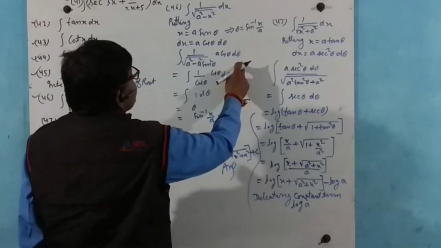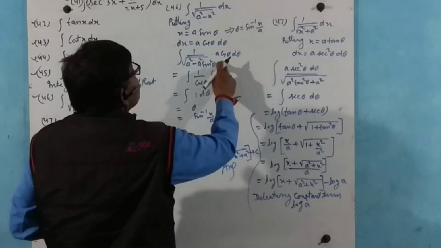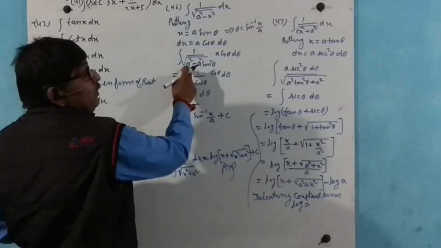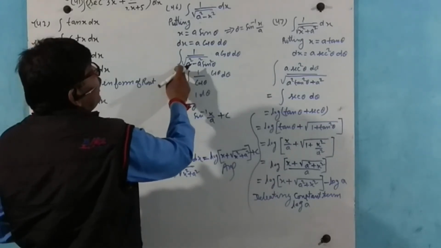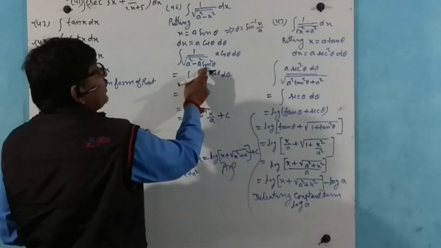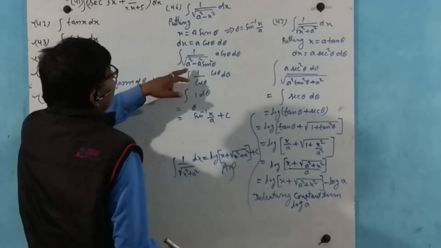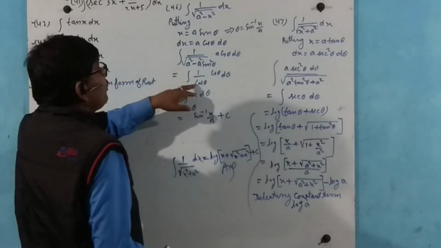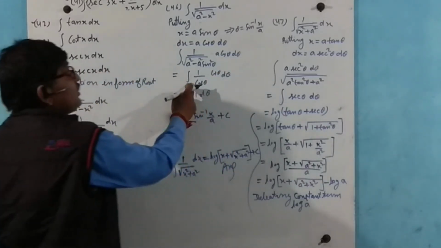Now we take a out from the under root, and a cancels. Under root 1 minus sin square theta equals cos square theta, and removing the under root gives simply cos theta, and this cos theta and cos theta cancel.